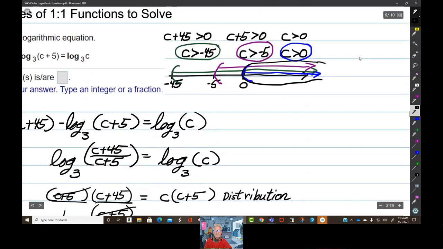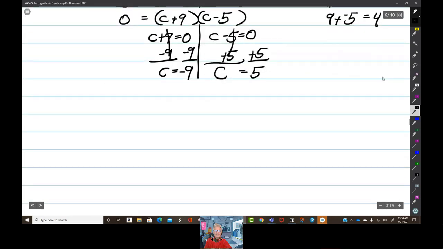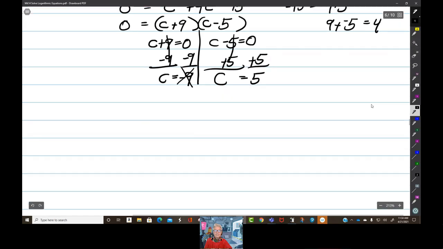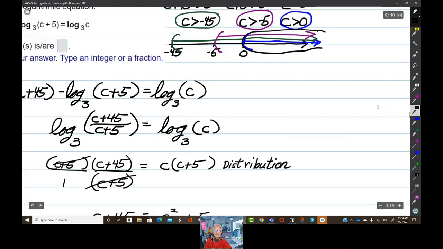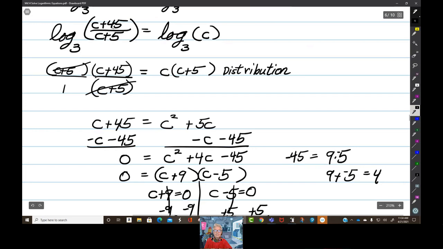And then we check our domain and we see, aha, our number has to be greater than 0, so negative 9 is going to have to go bye-bye. And we'll go with C equals 5. So the only difference is that you get the log of an argument equals the log of an argument, and you set the arguments equal, and then you start doing whatever you have to do to solve for the variable.